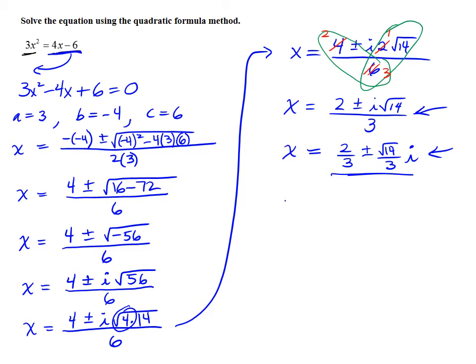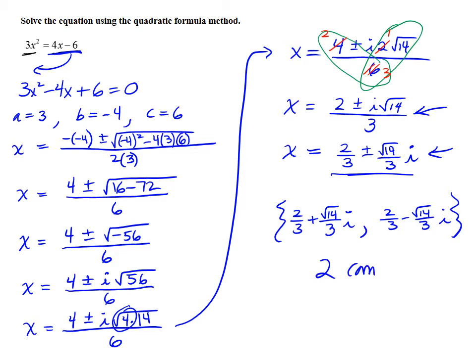So writing out the solutions, we would have 2 solutions, one of 2/3 plus the square root of 14 over 3 times i, and the other one would be 2/3 minus the square root of 14 over 3 times i. 2 complex solutions.